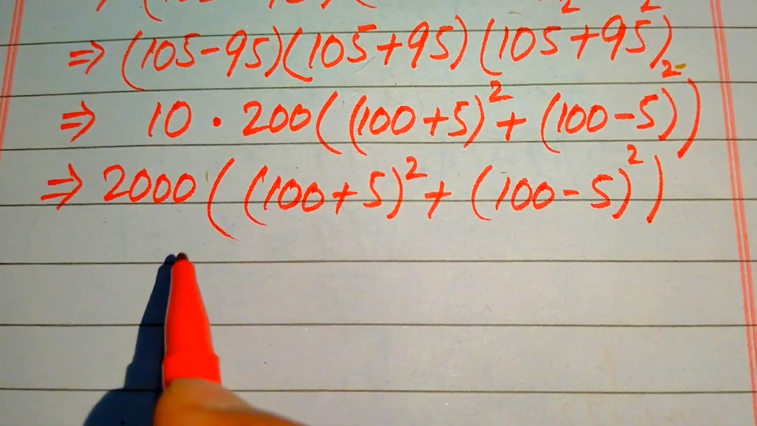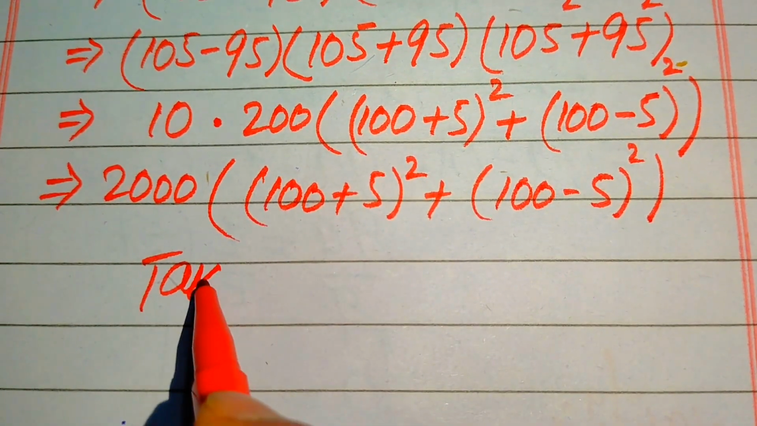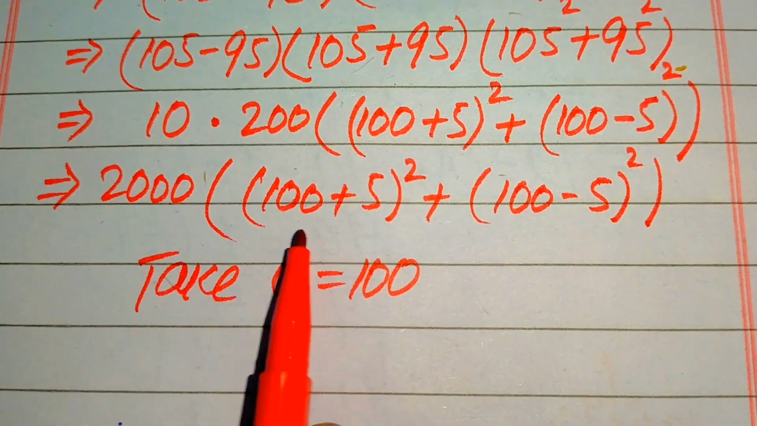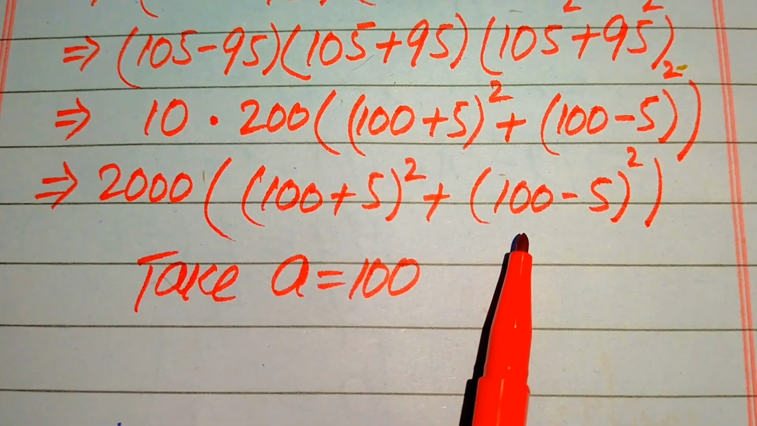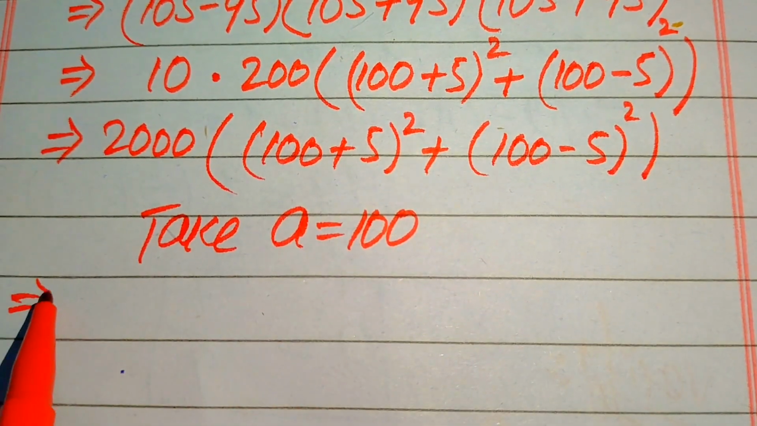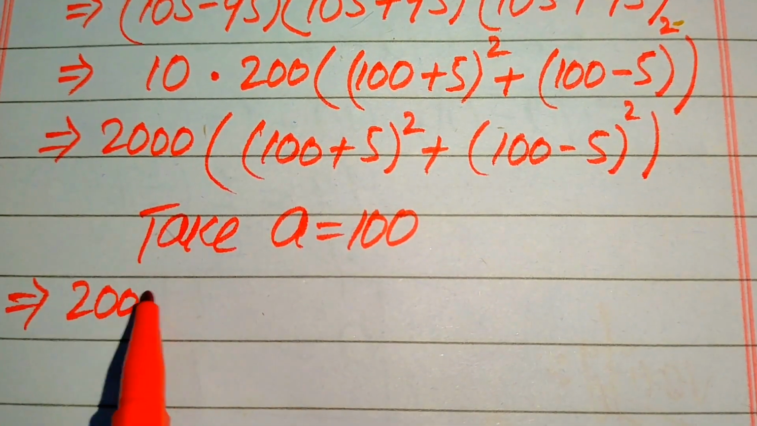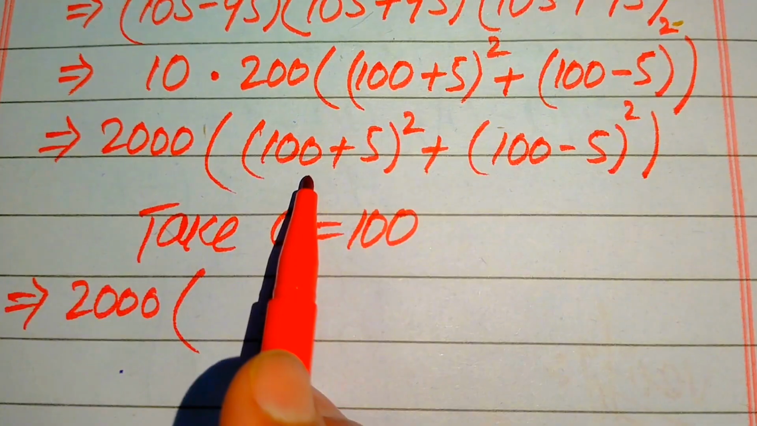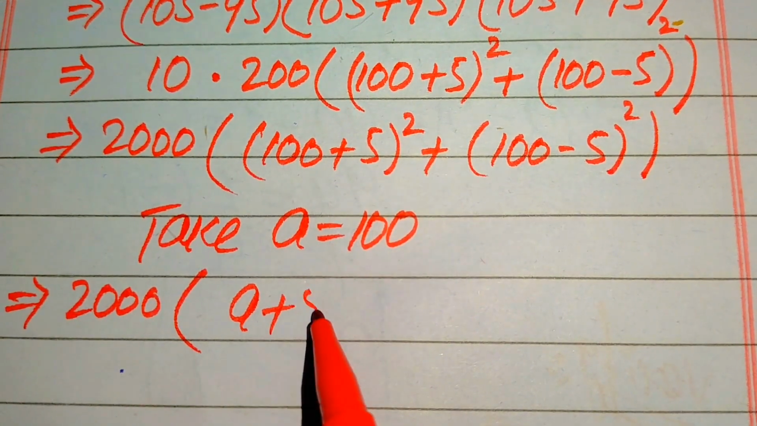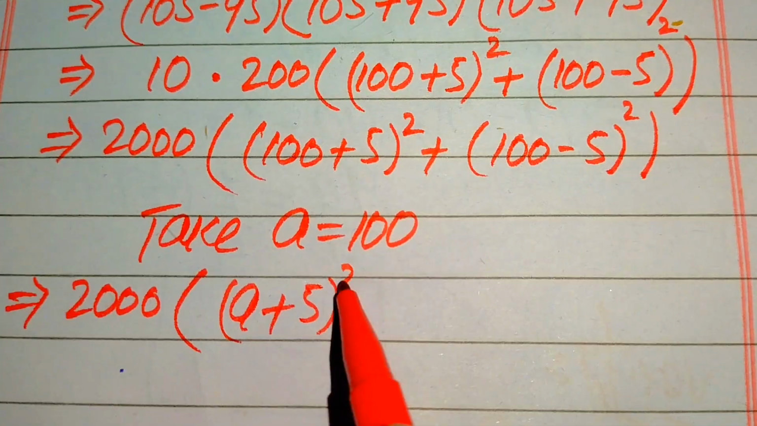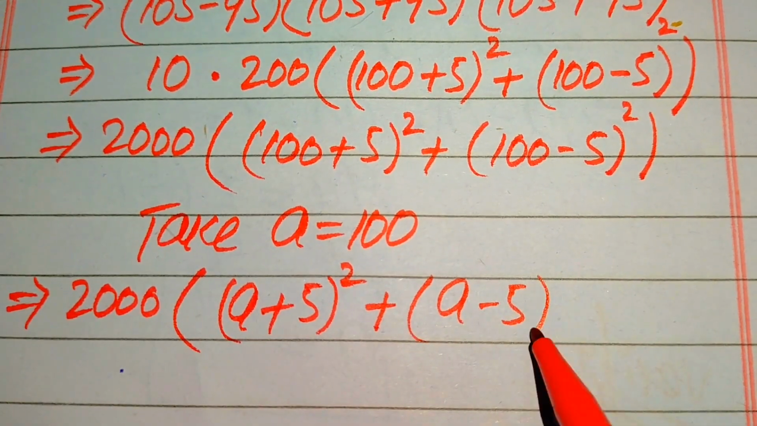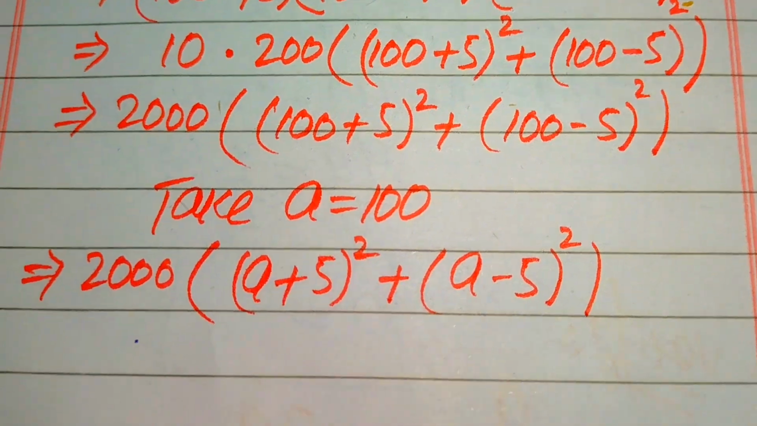From this expression we will take a is equal to 100. So when we choose a equal to 100, this expression is written in this form: 2000 multiplied by, here we have 100 plus 5, which we write as a plus 5 whole square, plus, similarly, a minus 5 whole square.